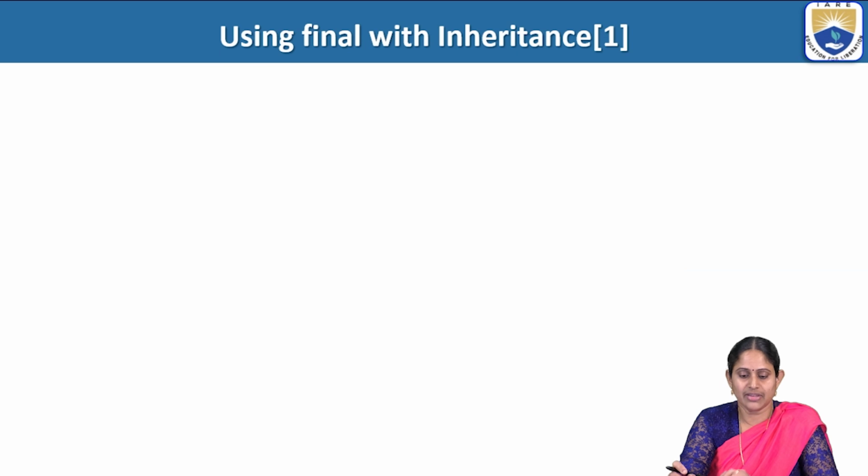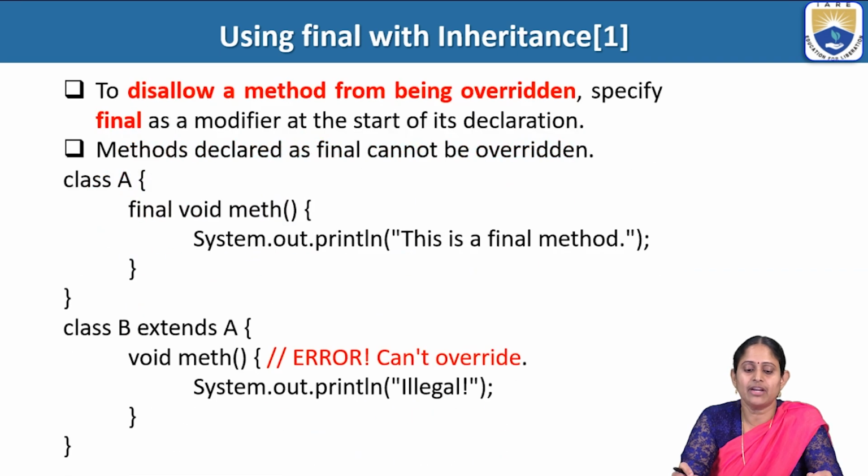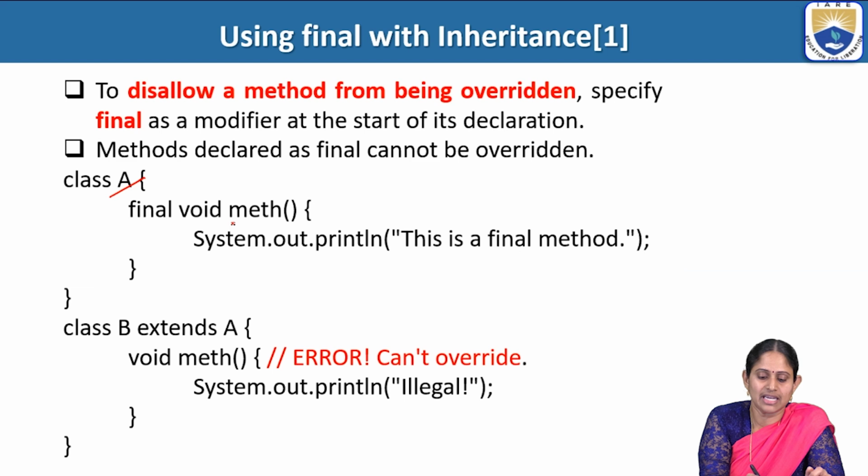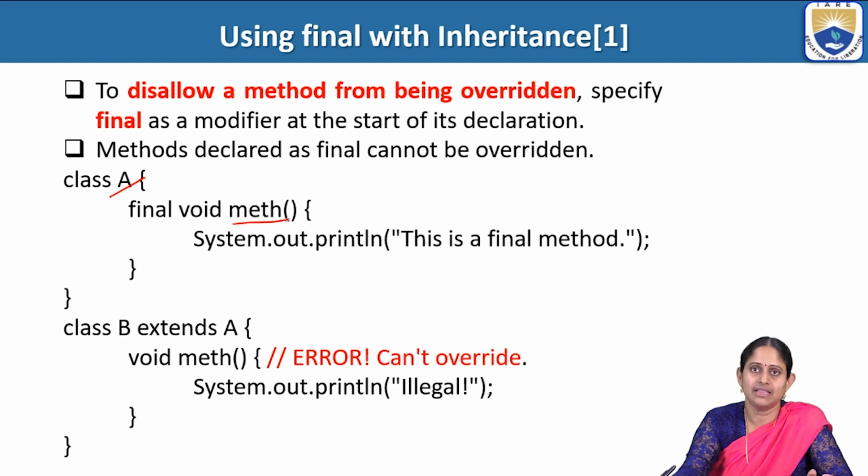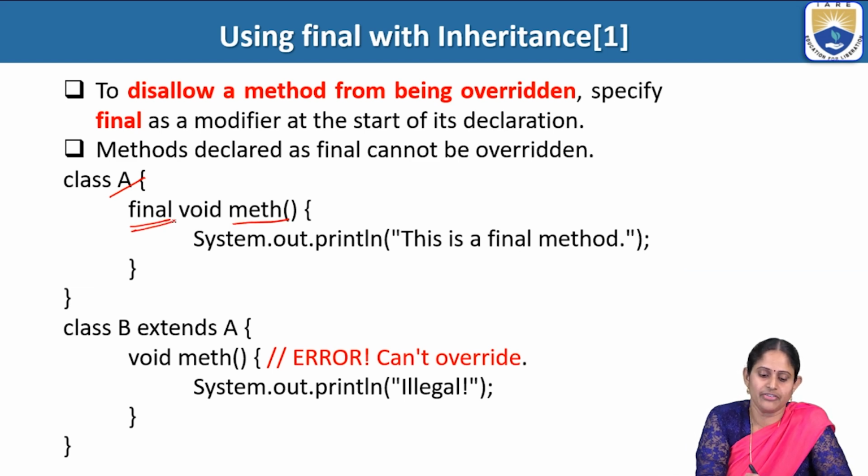And next we can have final applied on methods. So when you define any method as final, then those methods cannot be overridden. It cannot be changed by the child class. So let's say we are having a class A with a method named meth, which is defined as final.